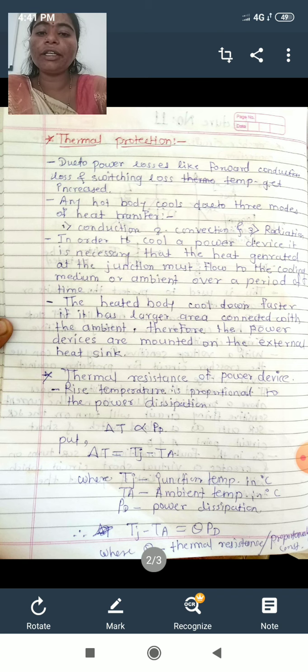The heated body cools down faster if it has a larger area connected with the ambient. Therefore, the power devices are mounted on an external heat sink. A heat sink is a device which cools down the equipment, where heat is dissipated with the help of the heat sink. Now, what is the thermal resistance of the power device?